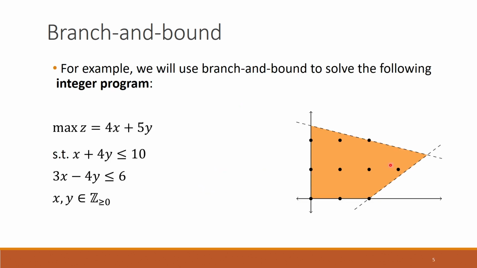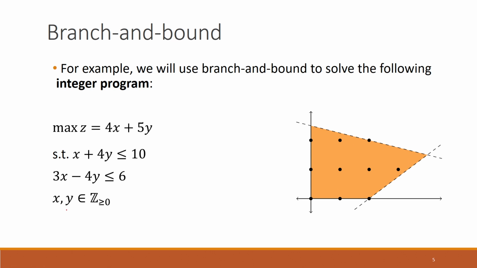Okay. So, in order to understand how this branch and bound algorithm works, we will be looking at an example here. This is the objective function: maximize z equal to 4x plus 5y, where we have these constraints: x plus 4y less than or equal to 10, 3x minus 4y less than or equal to 6, and x and y are non-negative integers. On the right side, we have this diagram where the black points are representing the feasible solutions of this integer program. This orange space actually is the feasible region for the corresponding linear program.